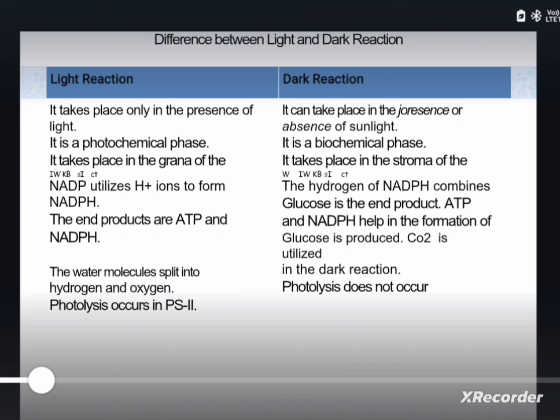In the light reaction, NADP utilizes hydrogen ions to form NADPH. The end products are ATP and NADPH. In the dark reaction, the hydrogen of NADPH combines, and glucose is the end product. ATP and NADPH help in the formation of glucose, and carbon dioxide is utilized. In the light reaction, water molecules split into hydrogen and oxygen, and photolysis occurs in photosystem 2. The dark reaction does not involve photolysis.